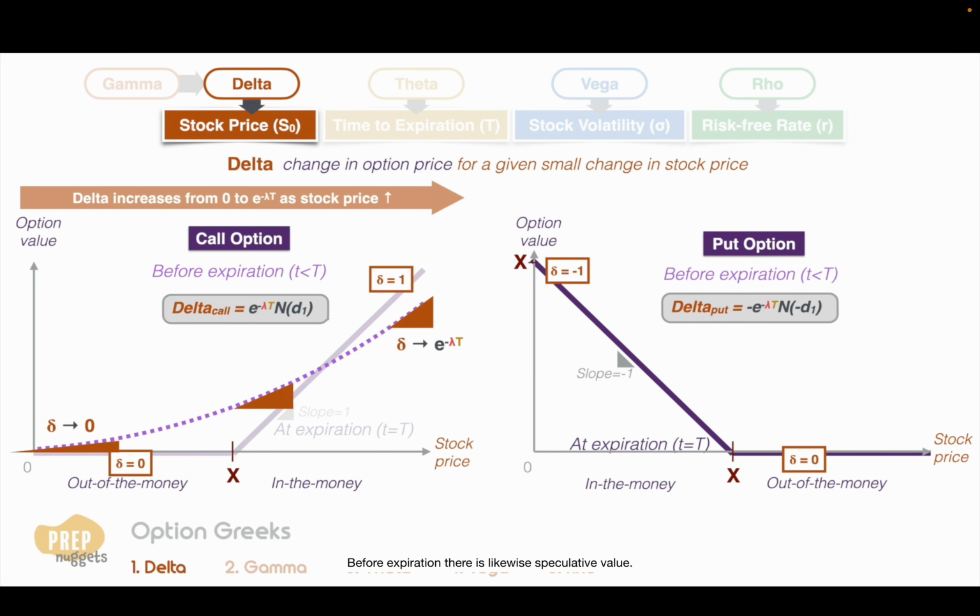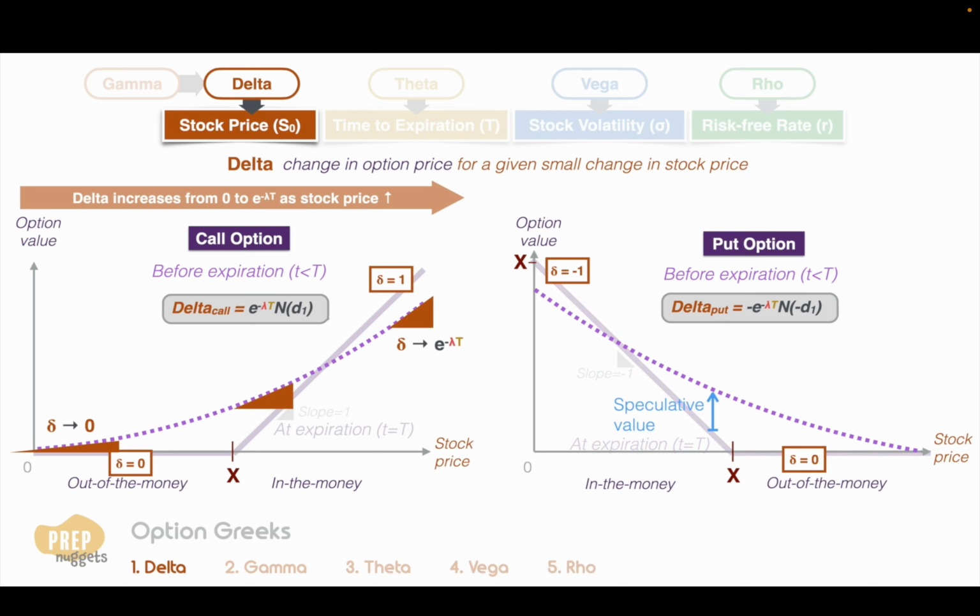Before expiration, there is likewise speculative value, so the curve should look something like this. At each point, the delta is calculated as minus dividend discount factor times N(-d1). So now you see why there is a minus sign, as the tangents to the curve all have negative slopes. When deeply out of the money, the delta is close to 0, but still negative. When deeply in the money, the delta converges to minus dividend discount factor.